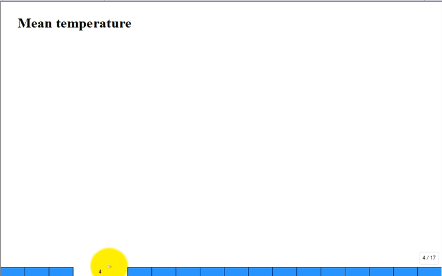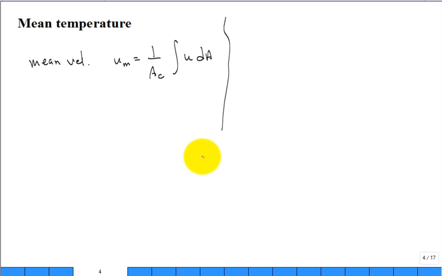Now we'll talk about the mean temperature. Review, what did we have before it? Didn't we have the mean velocity? What was the mean velocity? U sub m is equal to 1 over A sub c, the integral of u dA. So we had this velocity, that profile that varies as a function of r. So what we want to do is the same type of thing that we did to get that mean velocity equation. We want to do it for the mean temperature.